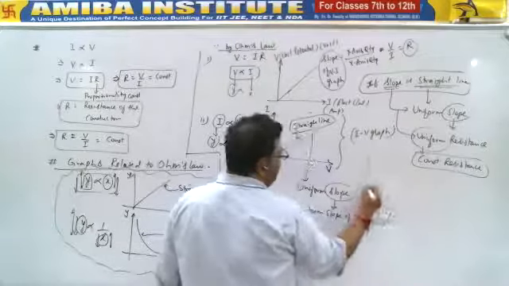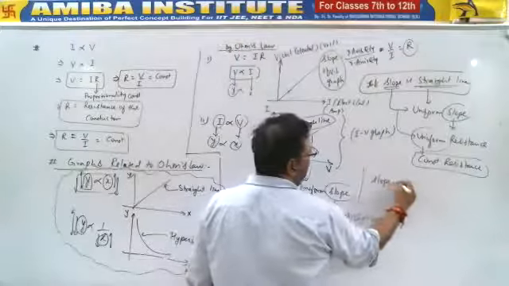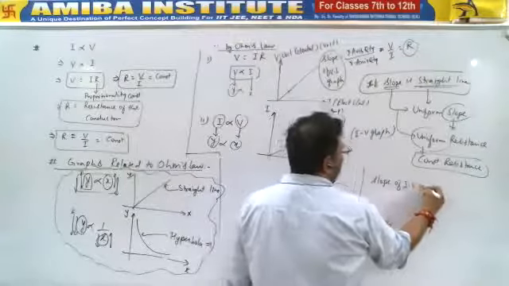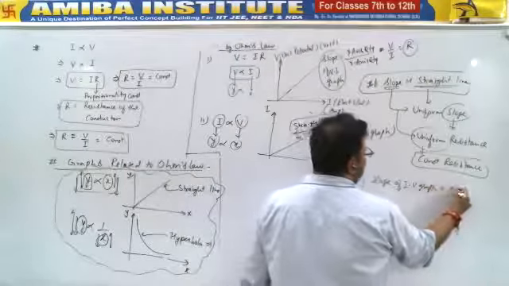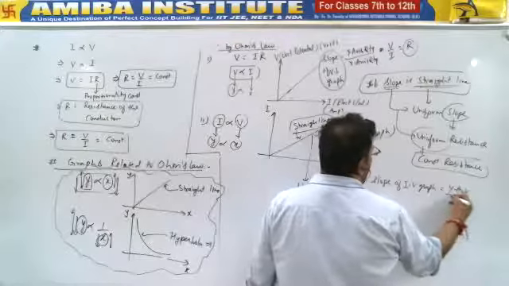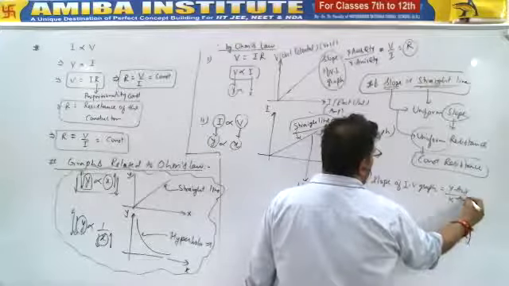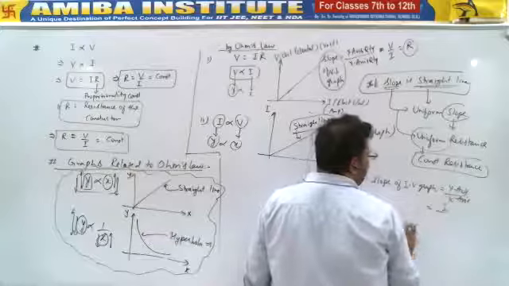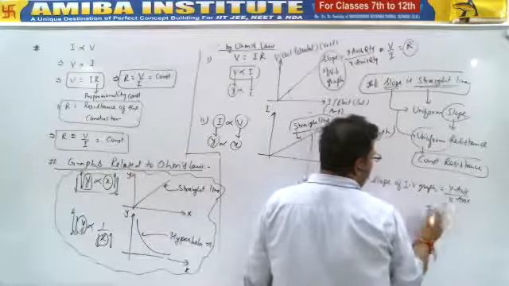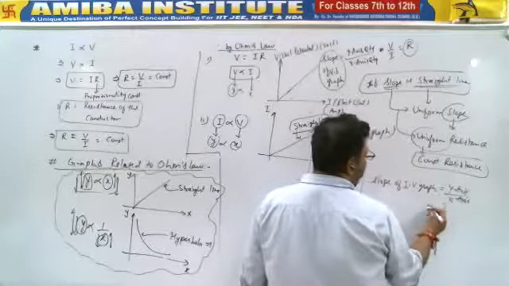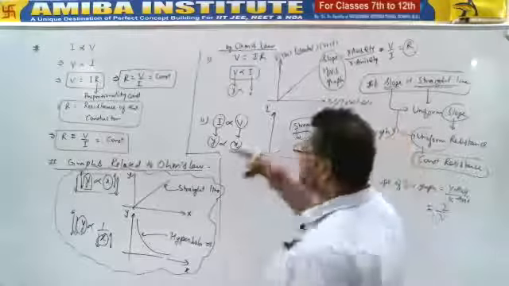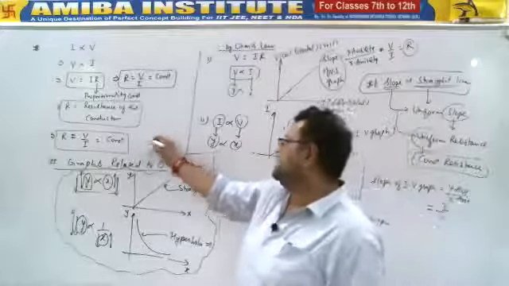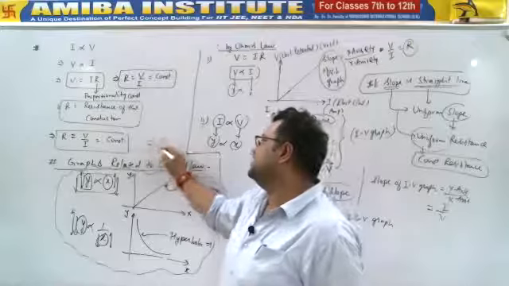And what is the slope of the IV graph? It means y-axis quantity upon x-axis quantity. On the y-axis in the IV graph, I is there. On the x-axis, V is there. I upon V, there is no direct quantity, but we know that V upon I is equal to R. So by this, can we calculate I upon V? Yes, 1 upon R.